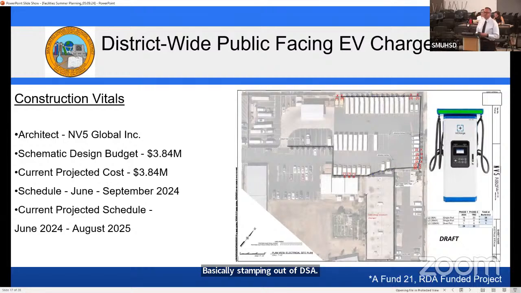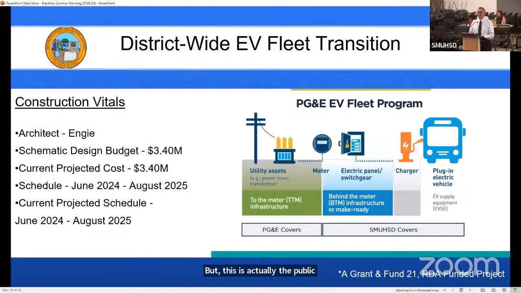District-wide public-facing EV chargers. Our architect is NV5 Global. Schematic design is 3.84 million. Current project cost is 3.84, with a schedule from June to September of 2024 and schedule completion August 2025. Once again, this project will start with temporary chargers at the transportation yard. But this is actually the public facing, so it's a little different.